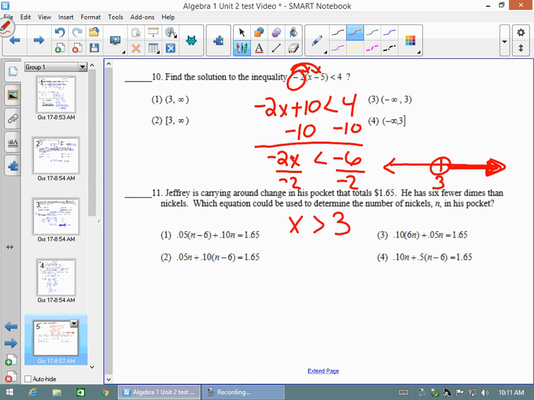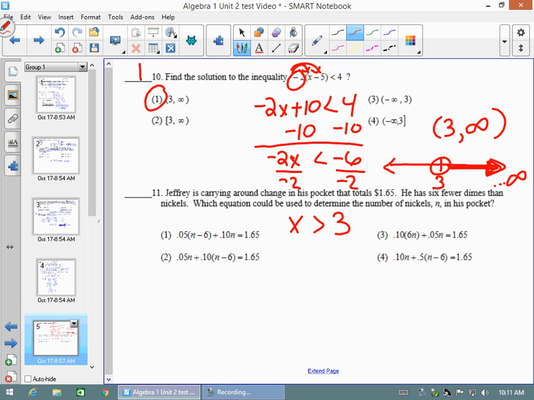3 is not included, so since it's not included, we're going to use our parenthesis, and that's going to go until positive infinity, because this is going all the way out to positive infinity. Again, infinity, we cannot include it, so we're going to use a parenthesis, and our choice is going to be choice 1. Okay, let's just clean this up so we can see this.